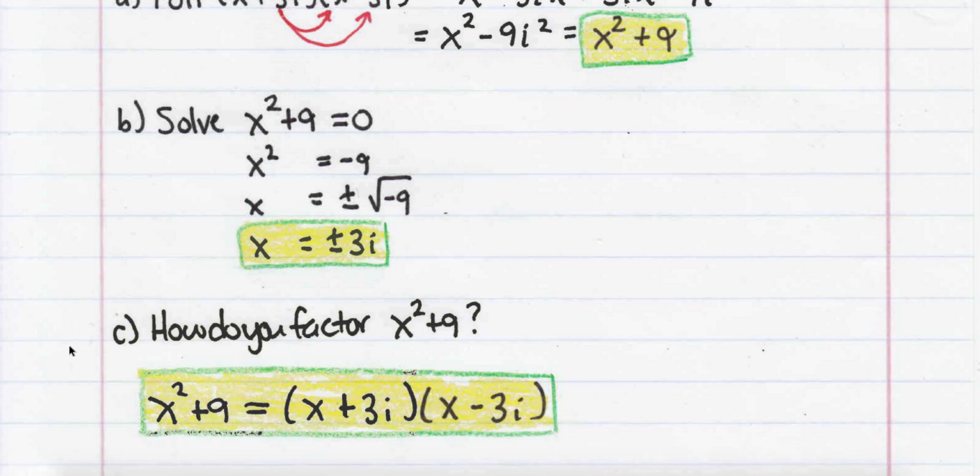Part B, solve x squared plus 9 equals 0. So you subtract 9 to the other side, use the square root property, and then simplify. So x equals plus or minus 3i.